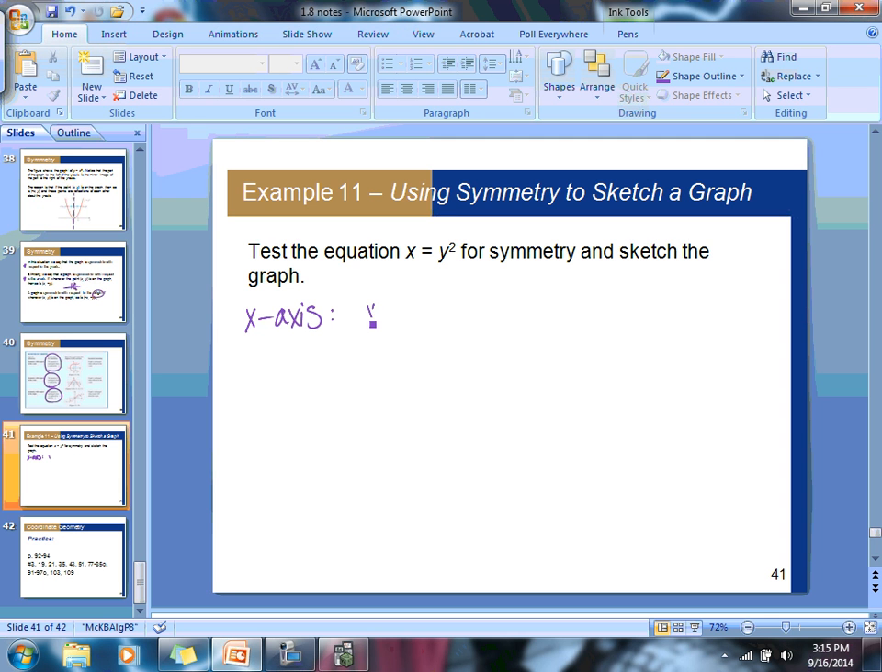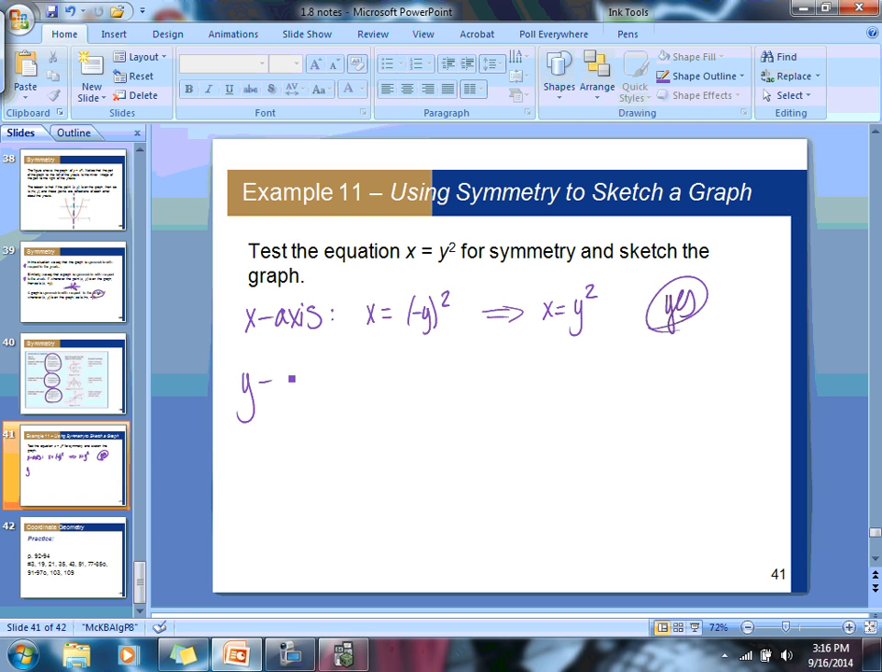So I'll have x equals negative y squared. And when you square negative y, you get x equals y squared. So I got my original equation back again. So yes, this equation is going to have symmetry around the x-axis. But I also have to check for the other two.